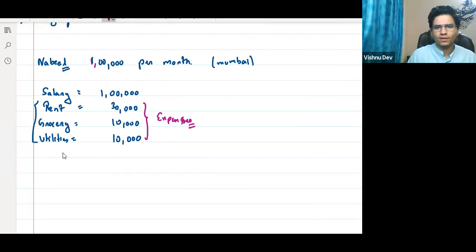Okay. So how much amount will you have after a month, after these expenses? Sir, 50,000, 1 lakh minus 50,000. Correct. 50,000 per month, and this is your cash remained.